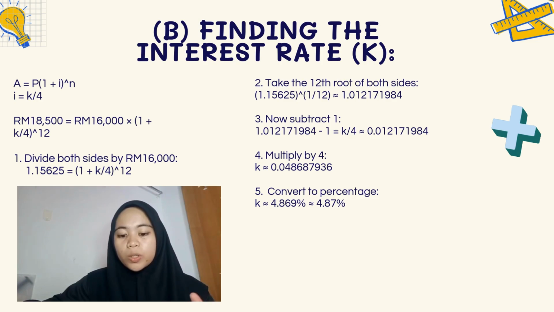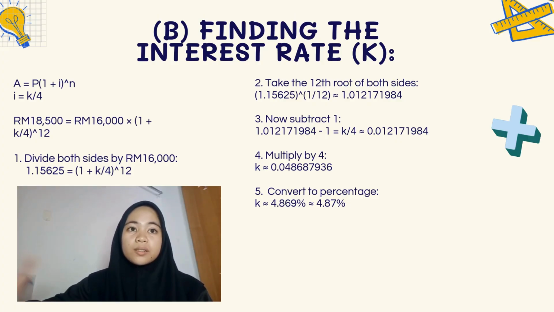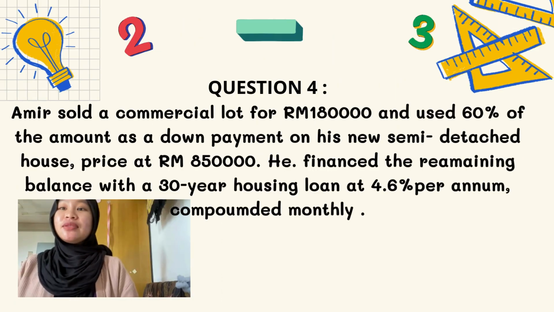The answer is 0.0121711984 equals K divided by 4. So the 4, you need to multiply with 0.0121711984. The answer is 0.04869. To find the K, you need to calculate 0.04869 multiplied by 100. The answer is 4.87%. My name is Nurul.